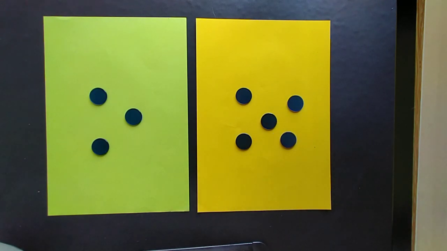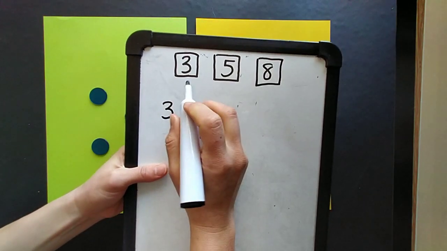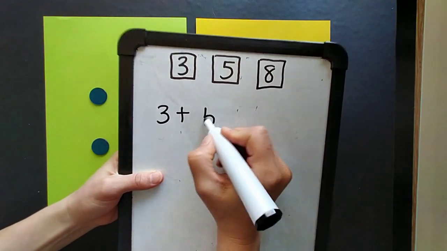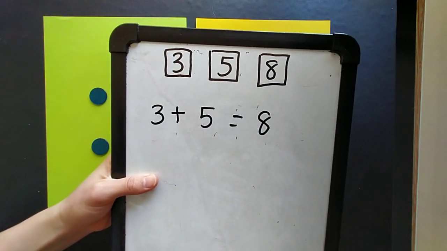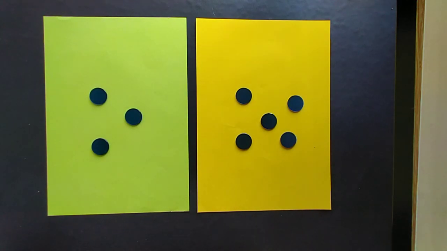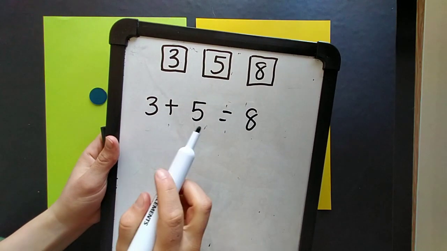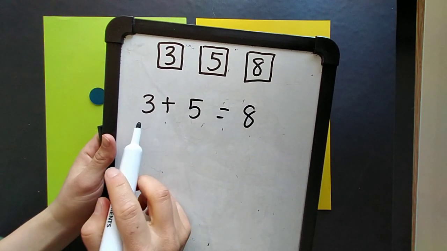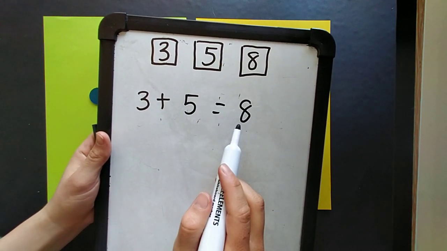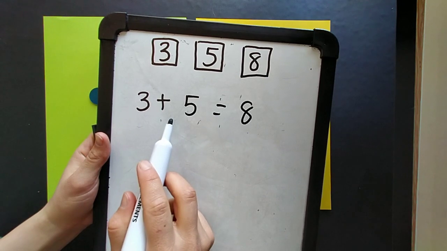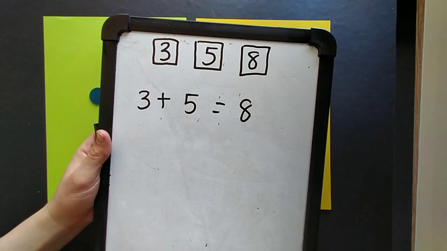is 8, because together they make 8. So let's write that. 3 plus 5 equals 8. Now the same is true if I switch these numbers around. That's called the commutative property of addition. That means that you can change the order of the addends and the sum is the same. And this is true for multiplication and addition, but it is not true for subtraction and division.